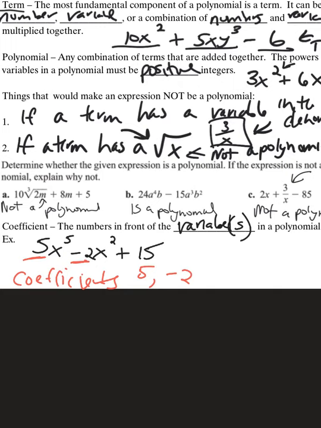Notice I didn't say anything about the 15 because we call this the constant term. And if it's a constant term, it's not attached to a variable, so it can't be a coefficient. That's a thing. Let's go to the next page.